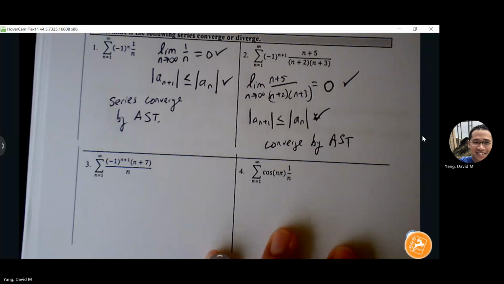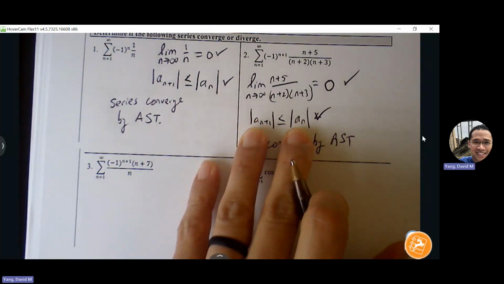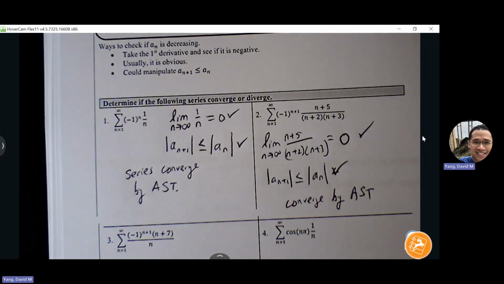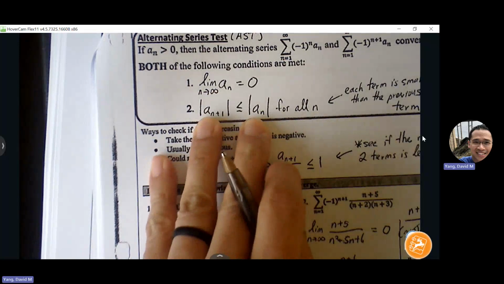Second condition, I don't really understand. The second condition, we basically just have to state it. It's basically just saying that each term is getting smaller, and the first term is basically giving us that property. We basically don't have to test it, we just have to state it.